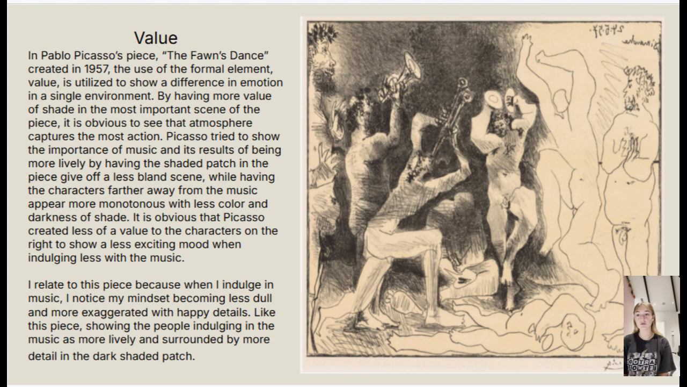Picasso tried to show the importance of music and its results of being more lively by having the shaded patch of the piece give off a less bland scene, while having the characters farther away from the music appear more monotonous with less color and darkness of shade. It is obvious that Picasso created less of a value to the characters on the right to show a less exciting mood when indulging less with the music.